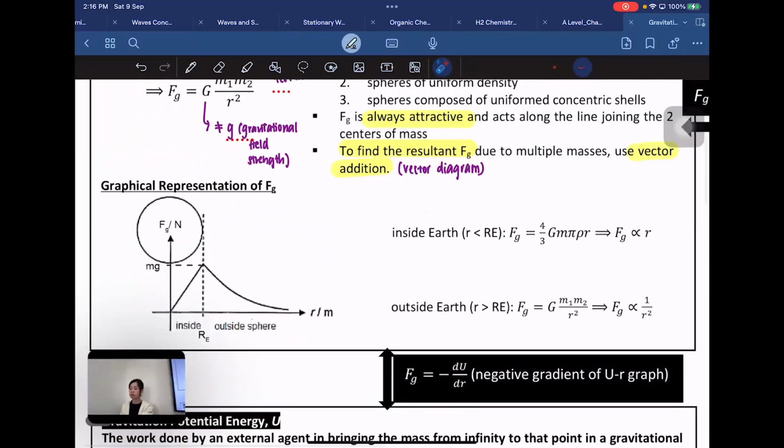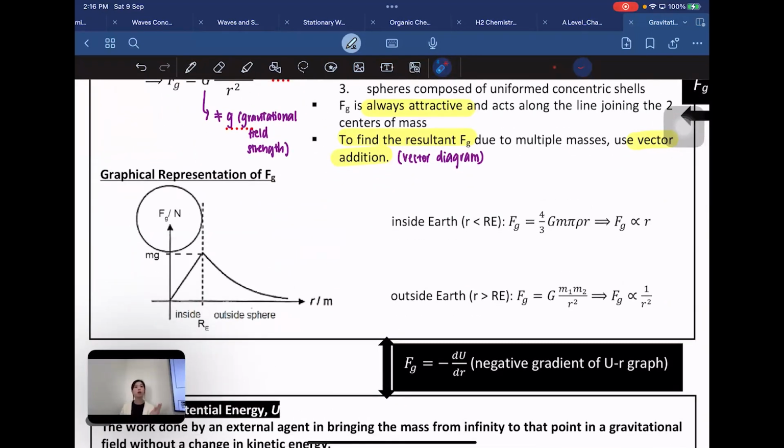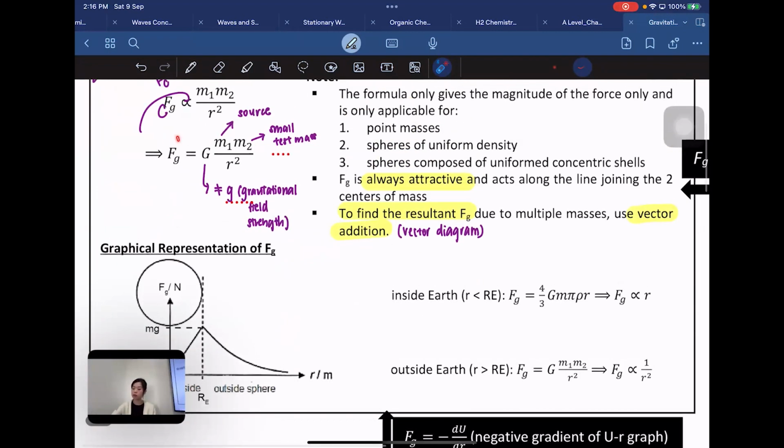The next thing would then be, how does the force-distance graph relate for any massive object in terms of gravitational field? You realize that based on the formula, F is inversely proportional to r squared, which means the force of a massive object obeys what we call the inverse square law. What does the inverse square law mean? It means that the greater the radius outside of Earth, the smaller the force. Hence, it's a curve downwards.